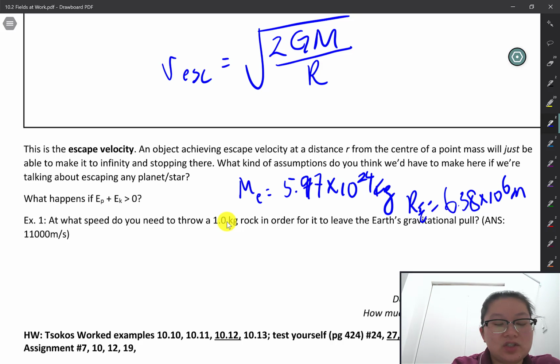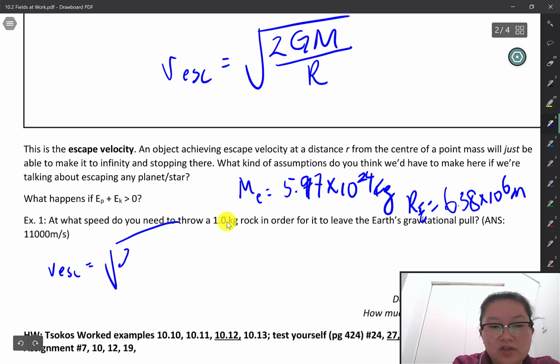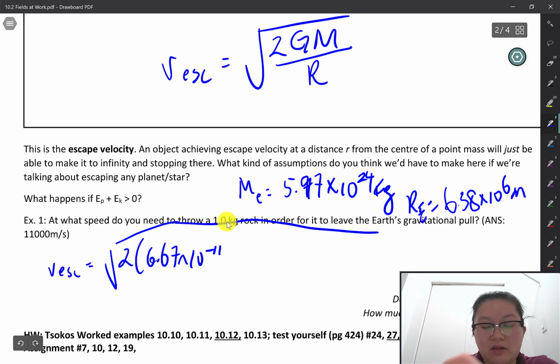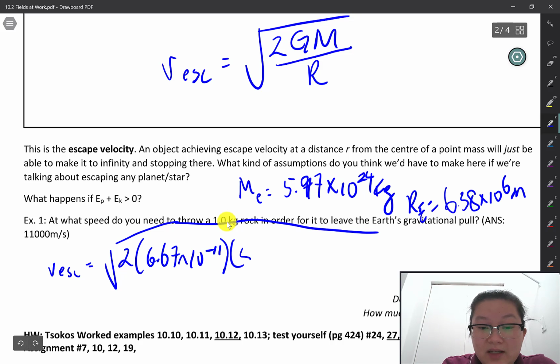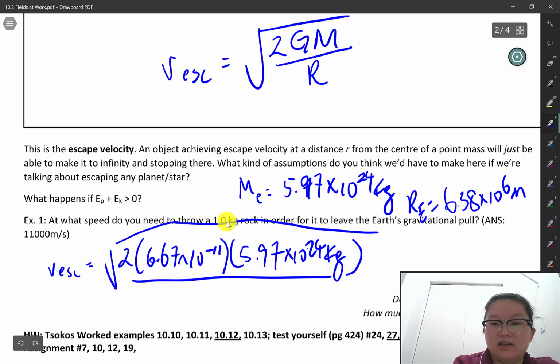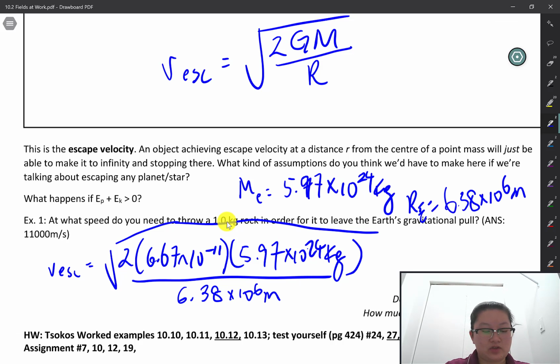So let's do a quick calculation of this one. 2 times 6.67, Newton's universal gravitational constant, times the mass of the Earth, and all of that divided by the radius of the Earth, assuming that is how far the rock is from the center of the Earth. Then you take the entire square root.